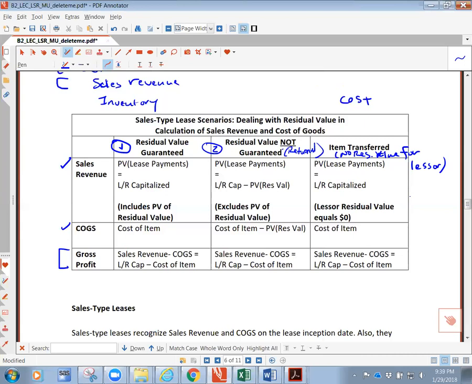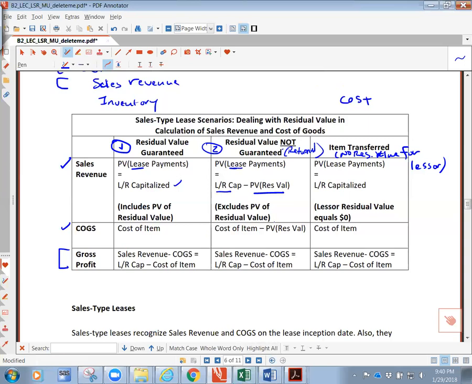Okay, so let's look across these scenarios and how it's measured. So when the residual value is guaranteed, it's included in the lease payments. So all you need to know is the lease receivable capitalized. So you already did that calculation, and essentially your debit to lease receivable capitalized will equal your credit to sales revenue. And that's because it includes the present value of the residual value. All right. Now, in the second scenario, when it's not guaranteed but it's returned, it's the present value of the lease payments, but that's the lease receivable capitalized minus the present value of the residual value.